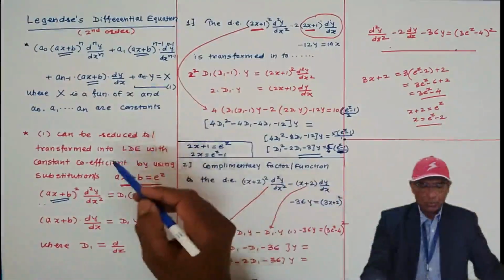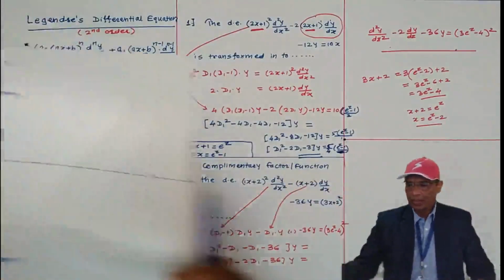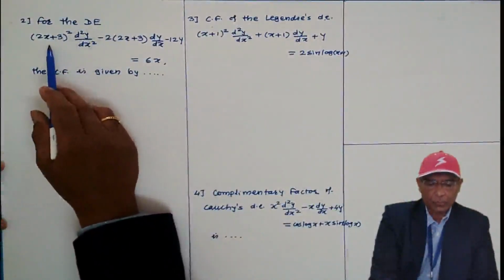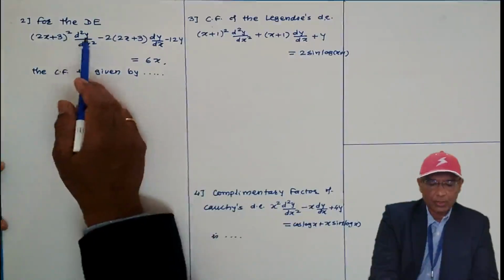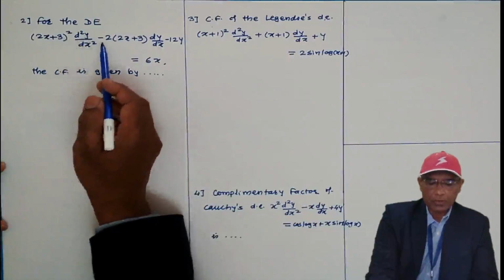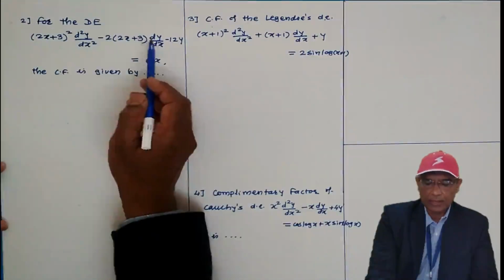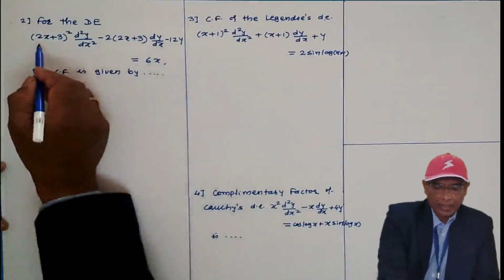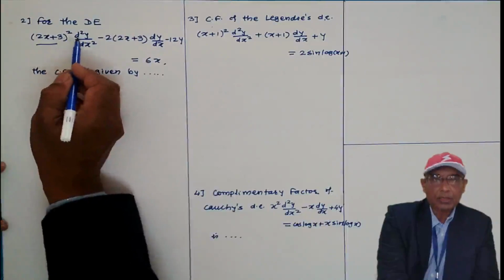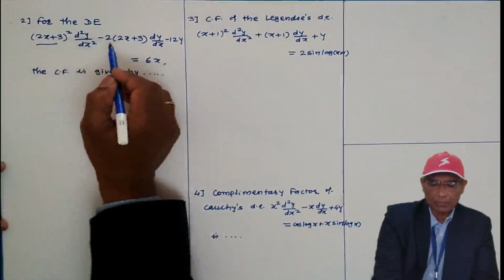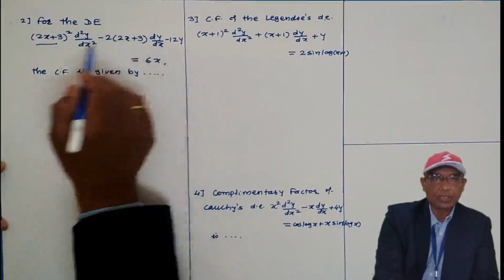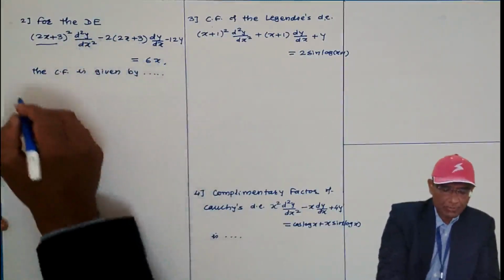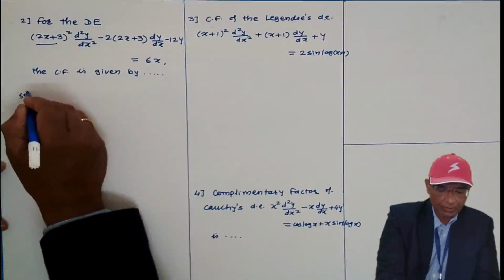Now, 2 to 3 more problems on Legendre's differential equation. The question I am going to read. For the differential equation (2x plus 3) square d2y by dx square minus (2x plus 3) dy by dx minus 12y equals 6x. Here (ax plus b) whole square d2y by dx square minus 2 times (ax plus b) dy by dx. This is Legendre's differential equation, and the complementary function of Legendre's differential equation we are going to find.